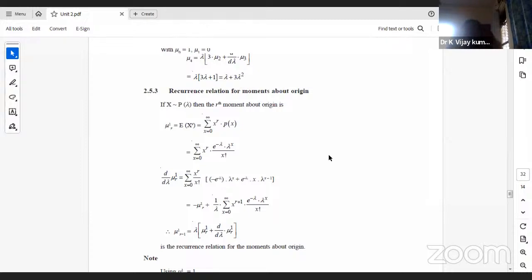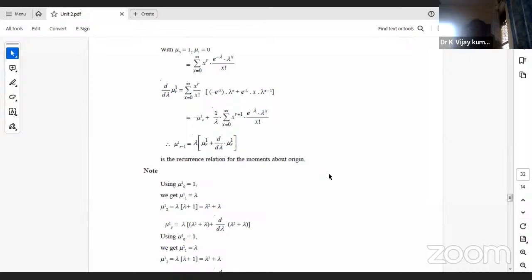So this is the recurrence relation of the moments. Using mu 0 dash equal to 1, mu 1 dash is equal to lambda, mu 2 dash is equal to lambda square plus lambda, mu 3 dash is equal to lambda cube plus 3 lambda square plus lambda.